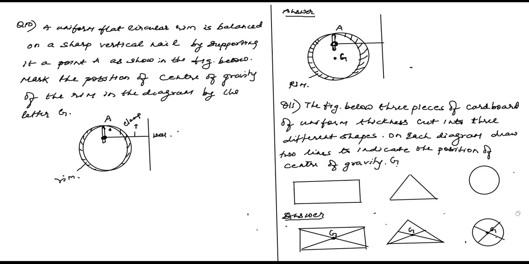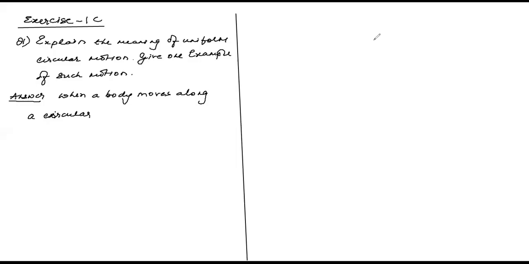Okay, with this the exercise gets over. We go to the next. Exercise 1C, question number 1: explain the meaning of uniform circular motion, giving one example of such motion.